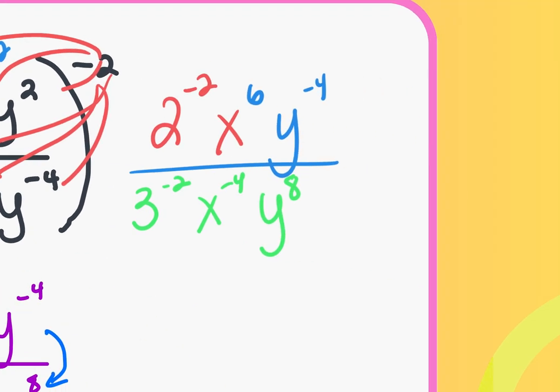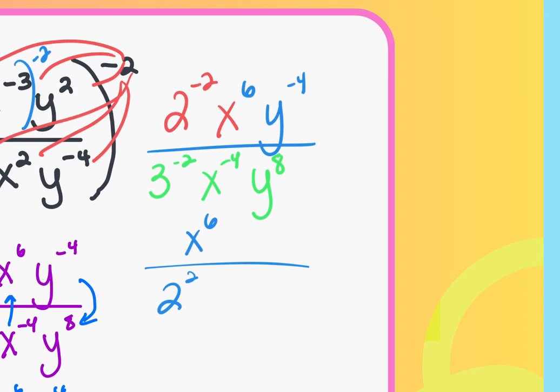So from here, which ones have to move? All the ones that have a negative, right? So 2 to the negative 2 goes to the bottom. X to the 6 stays in the top. Y to the 4th goes to the bottom. And then from the bottom, 3 to the negative 2 goes to the top. X to the negative 4 goes to the top. And y to the 8th stays in the bottom. With me so far? Yep.